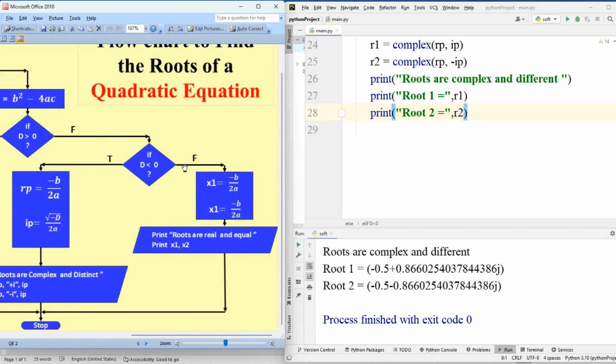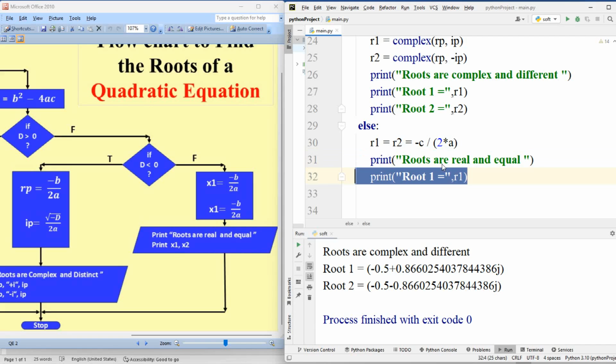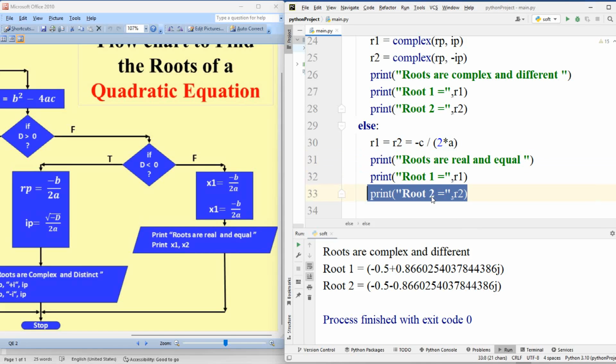If the D value less than 0 is false, then we have to find the x1 and x2 values using these two expressions. R1 equals R2 equals minus C by 2A. R1 is equivalent to R2, both are the same, so R1 equals R2 is equal to minus C by 2A. Before displaying the values of R1 and R2, let us display the characteristics of roots. Characteristics of roots are like this: roots are real and equal. Root 1 is equal to R1, root 2 is equal to R2.